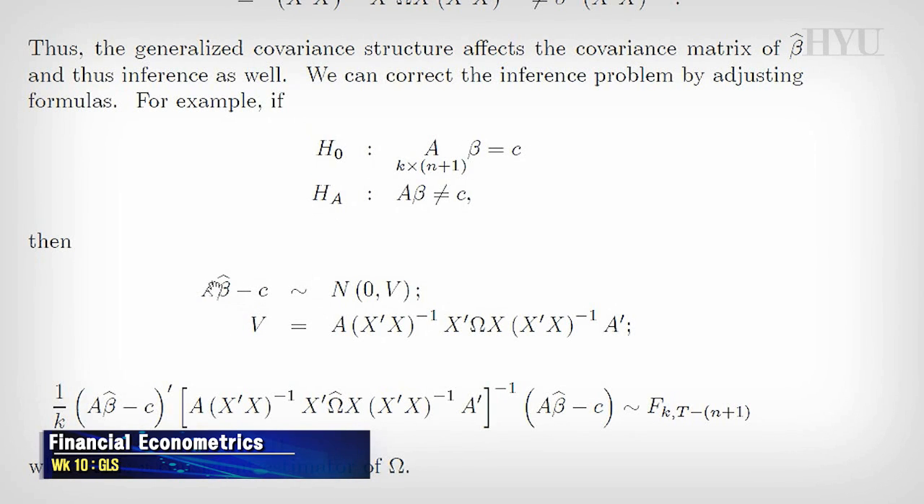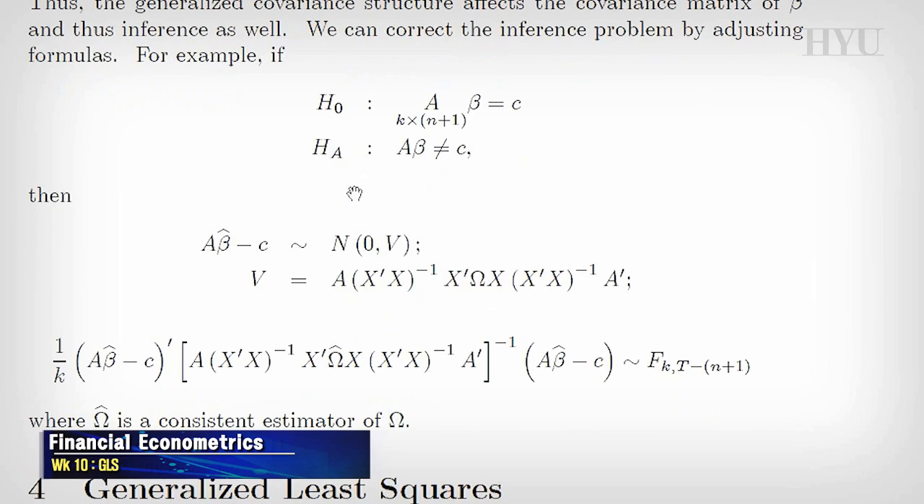Therefore, if we pre-multiply this term by the inverse of the variance covariance matrix and divide by the number of restrictions, which is K, then this will have an F distribution. So by checking this F distribution, you can test whether this null hypothesis holds or not.